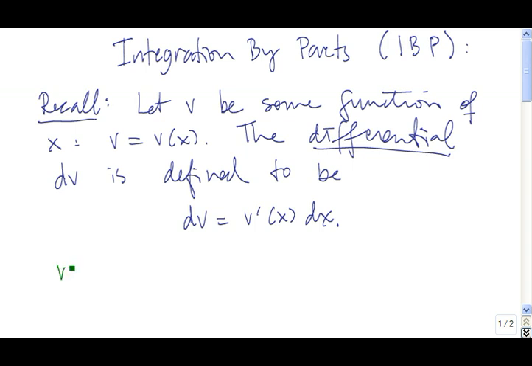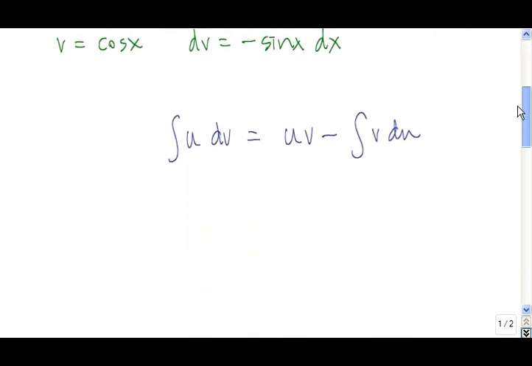So for example, if v is equal to cosine of x, then dv is v prime of x, which is negative sine of x, times dx. Okay, so to get the differential dv, you differentiate v and multiply by dx. Okay, now let me show you the integration by parts formula.